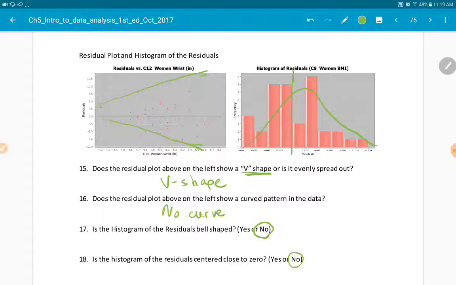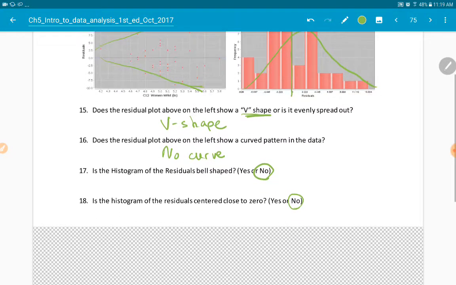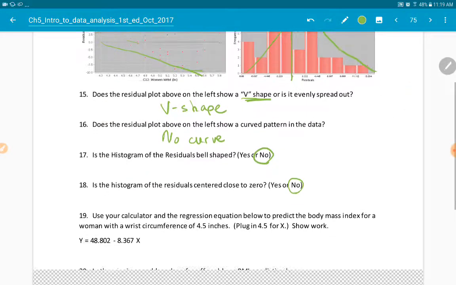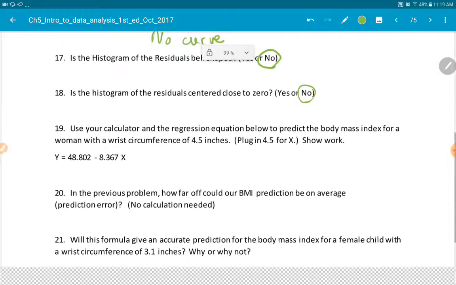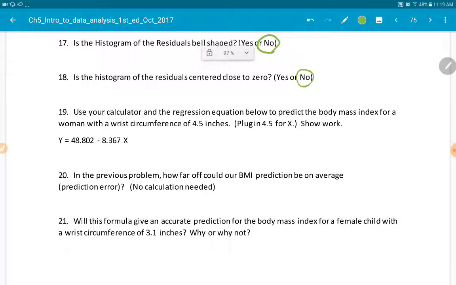With the V shape residuals and the non-normally distributed residual plot, not a great predictor. So let's see. But we are going to use that regression. So even though it's not a great predictor, it's still what we have. So for 19, we're going to use a calculator and the regression equation to predict the body mass for a woman and her wrist circumference of 4.5.